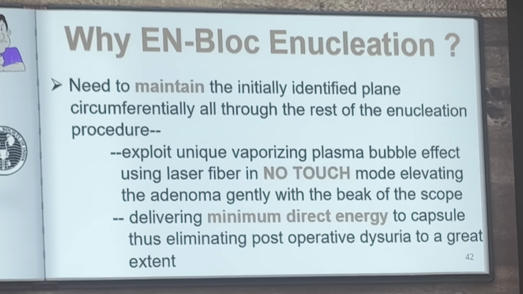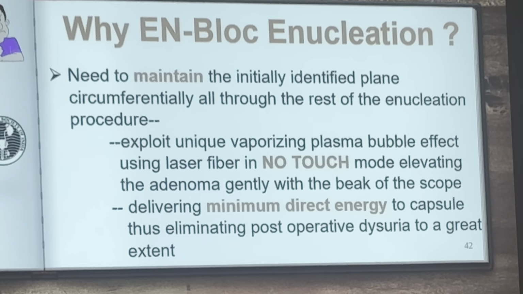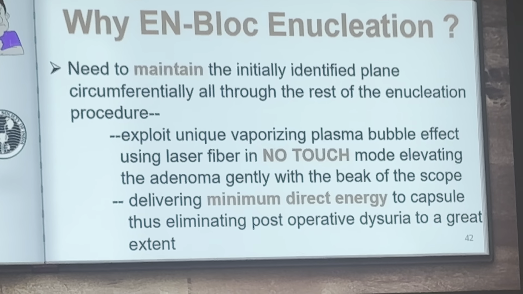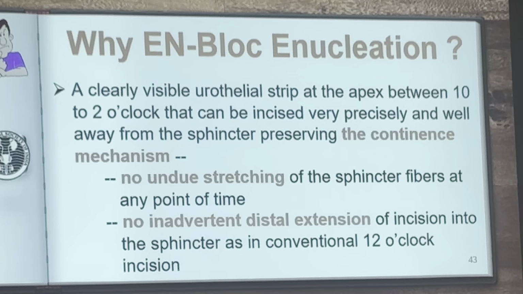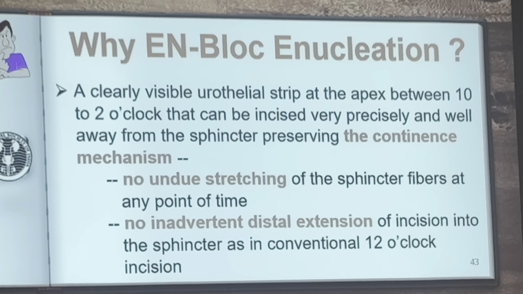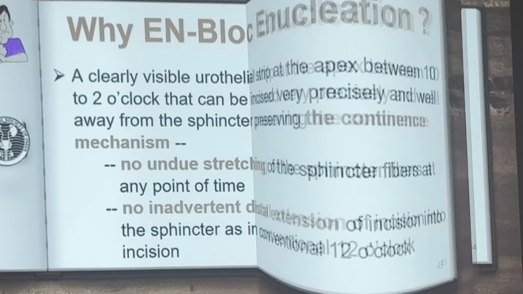So what you need to do is identify the plane at only one place, and then without any further cutting, using the Holmium laser bubble, you can dissect and enucleate everything. One more important aspect is that there is no undue stretching of the sphincter, because you are dissecting and not cutting. There will be hardly any concerns of sphincteric incontinence.